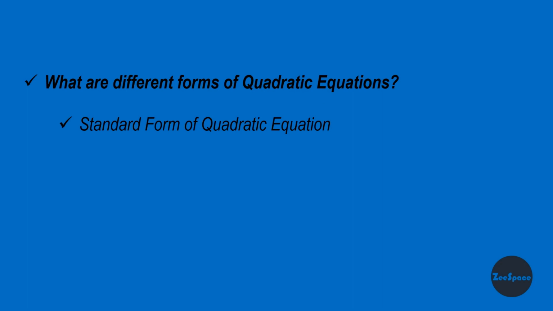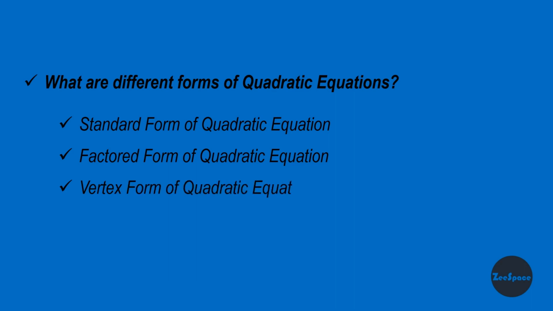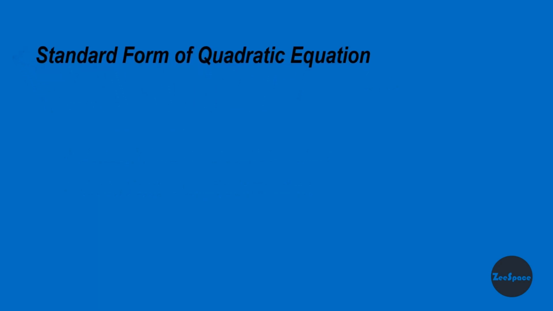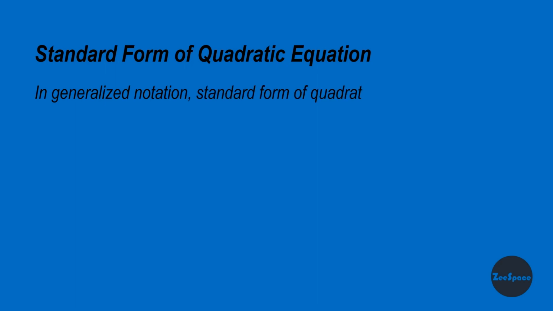What are different forms of quadratic equations? Number 1, standard form of quadratic equation. Number 2, factored form of quadratic equation. Number 3, vertex form of quadratic equation.